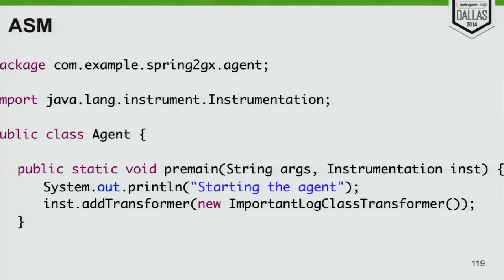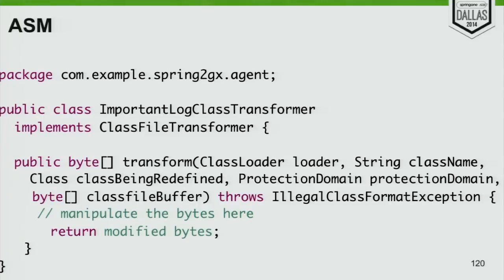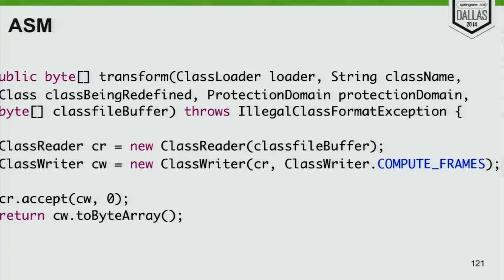Now let's get to the code. Again, we start with our agent, our premain, and our class transformer with the transform method. We start out by just hooking up the class reader, which takes in the bytes, and passing the reader to the writer. Then that cr.accept call is essentially saying perform the parsing, and then we get the byte array at the end from our class writer.